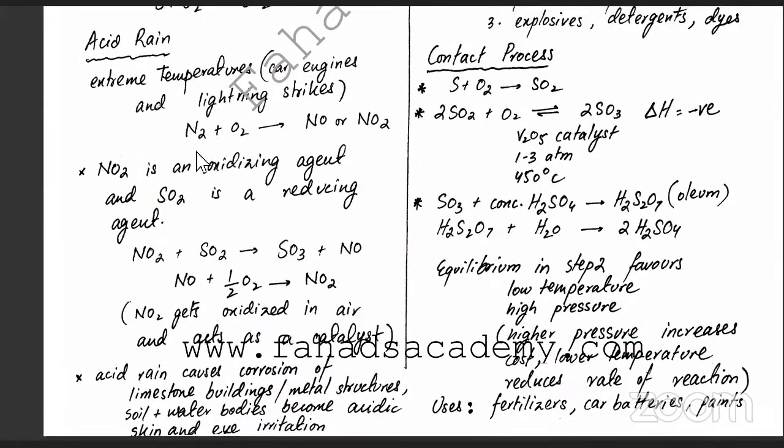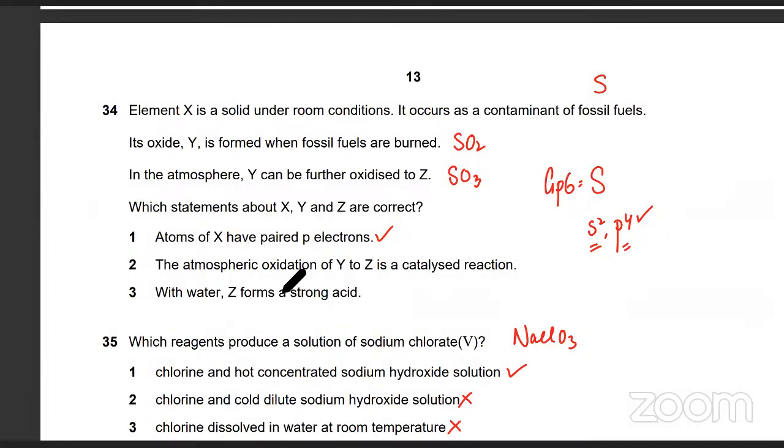Now in acid rain, what happens is that NO2 oxidizes SO2. SO2 gets oxidized by NO2. That's the other pollutant, and it turns it into SO3. And NO gets reduced. And the NO gets oxidized in the air by itself and forms NO2 back again. So this one is true, that it is catalyzed by NO2. Then with water, Z forms a strong acid. It does, because SO3 forms sulfuric acid. So that is also true. So all three statements are correct.